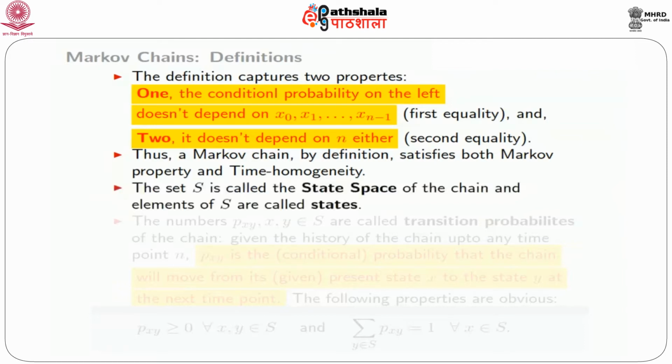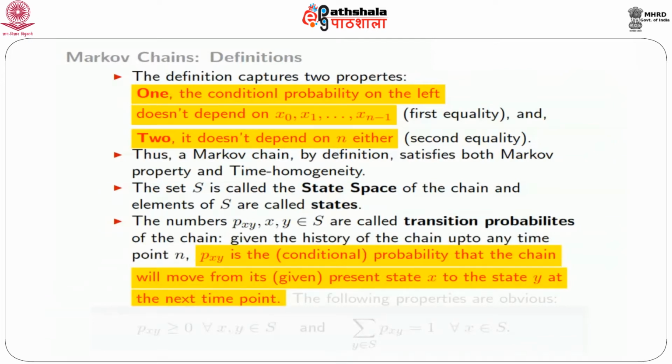The set S here is usually called the state space of the chain, and the elements of S are called states. The numbers Pxy that we saw, that is the conditional probability that Xn plus 1 would be equal to y given Xn equal to x, which is the same as the conditional probability that X1 would be y given X0 equal to x. These probabilities, as x and y vary through the state space, are called transition probabilities of the chain. So what do they mean?